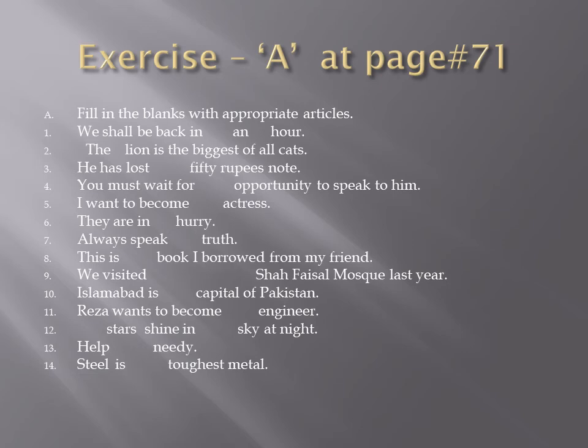He has lost a 50 rupees note. Here, this word is giving us a consonant sound. That's why we will put a over here. You must wait for an opportunity to speak to him. Over here, opportunity is giving us an O sound. It means it's a vowel sound. That's why we will put an over here. I want to become an actress. Over here, actress is giving us an A sound. It's a vowel sound. That's why we will put an over here.